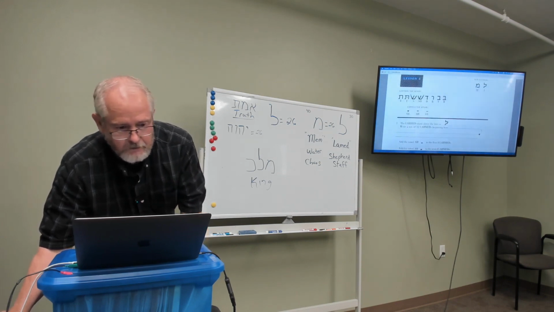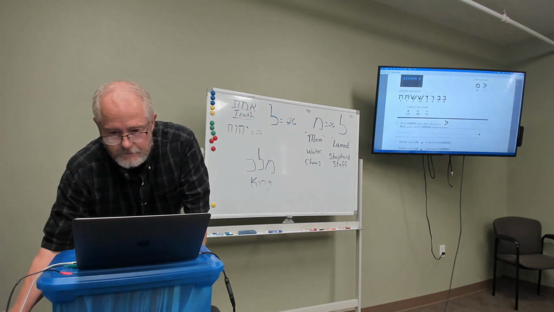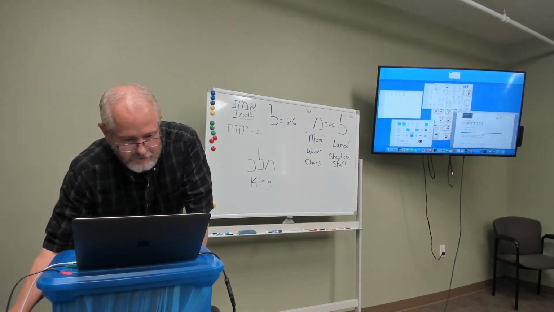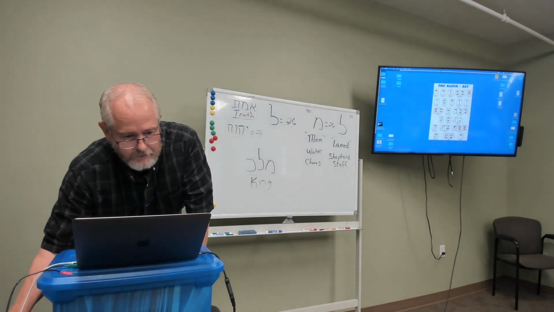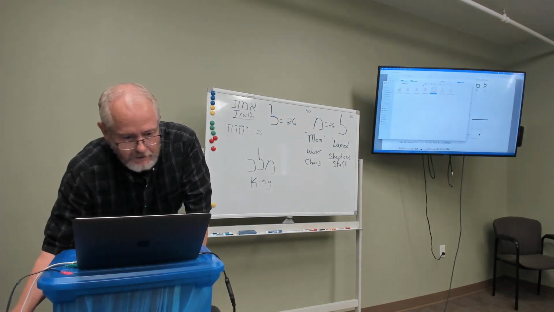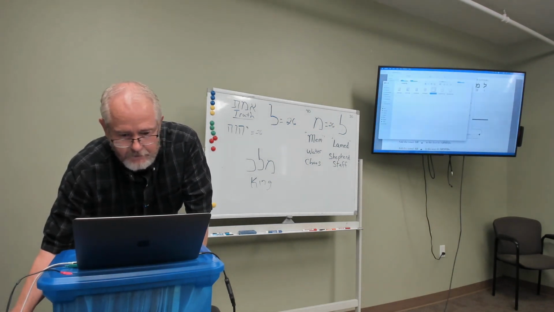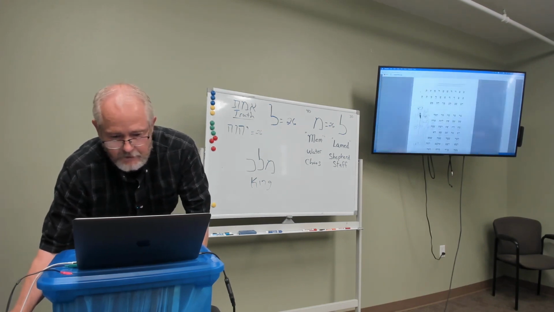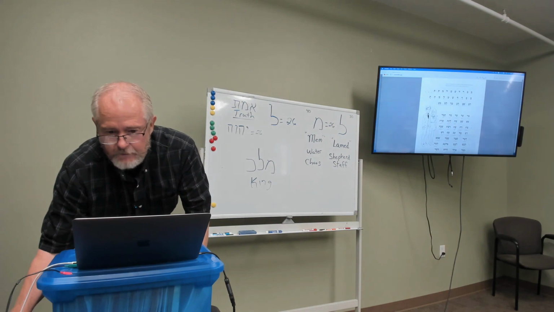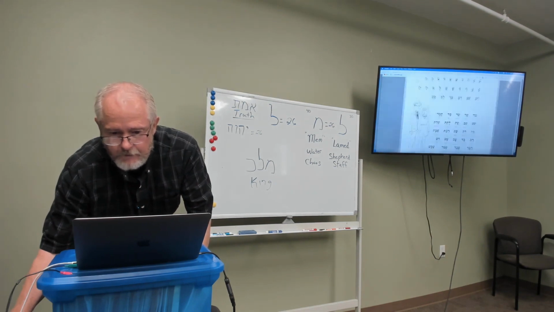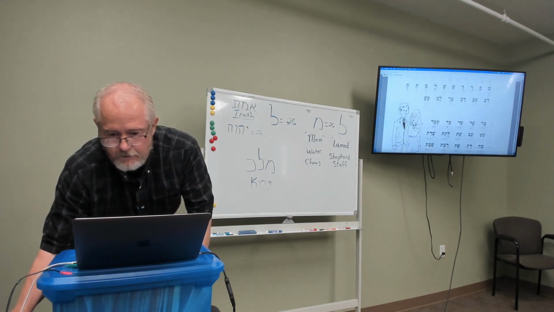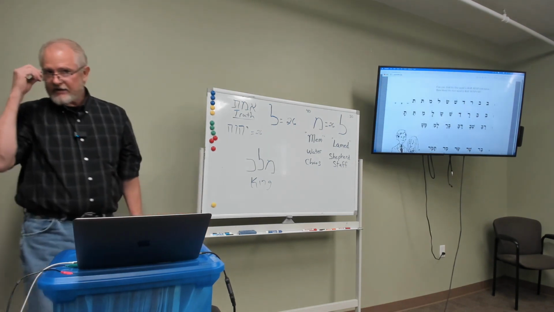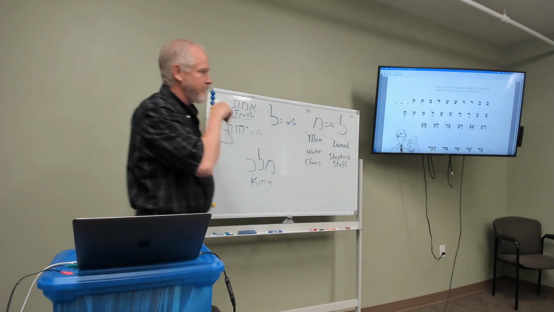So let's go. So Mem makes the M sound. And the Lamed makes the L sound. Memorize the numerics in these two because it's going to be real important.